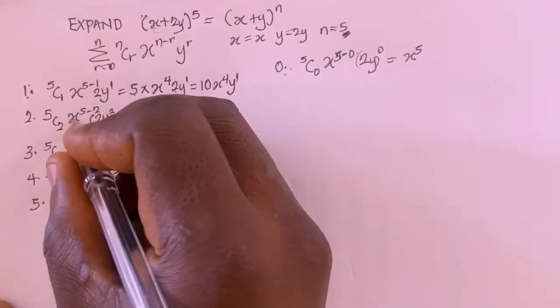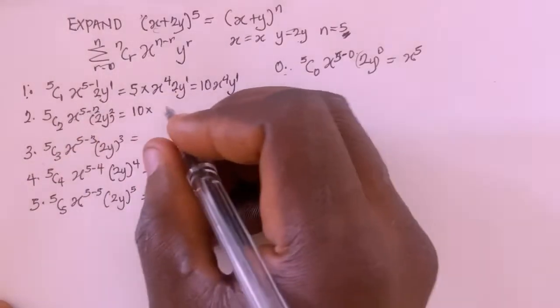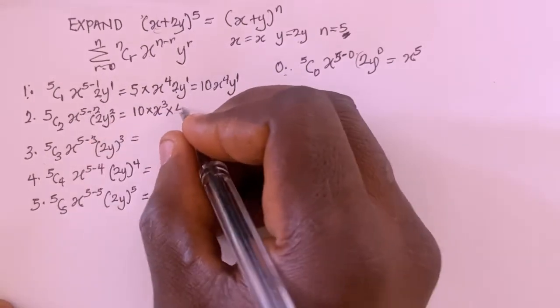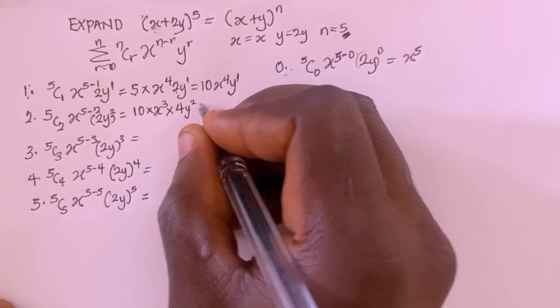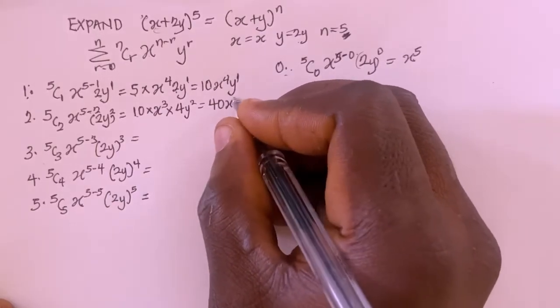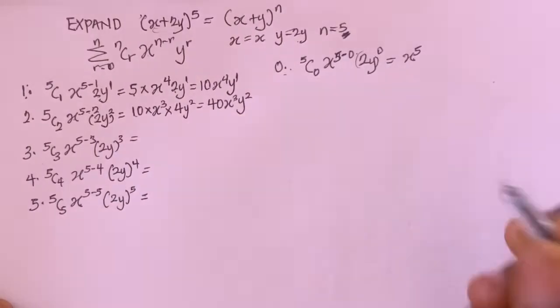Then multiply by 5 minus 2, that's going to be 3. I'm going to have x to the power of 3. Then multiply by 2 squared, that's going to be 4, then y squared. So this is actually 4 multiplied by 10, that's going to be 40. x to the power of 3, y to the power of 2. That's the second one.